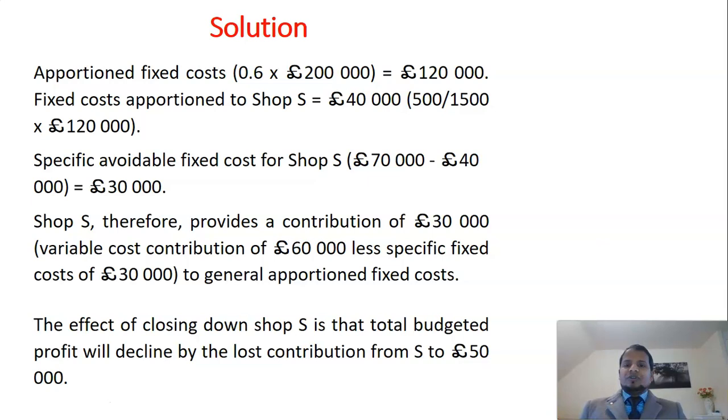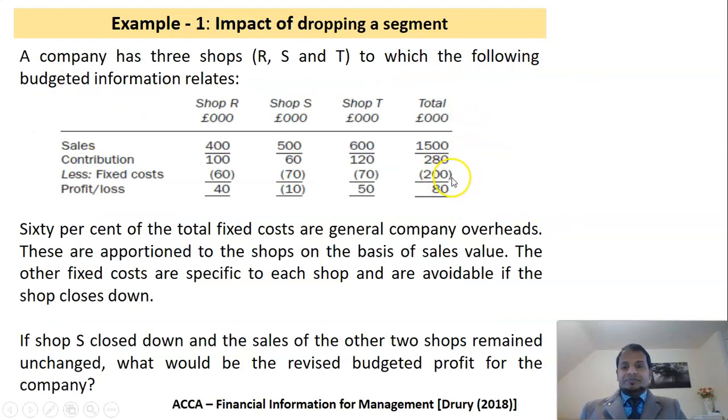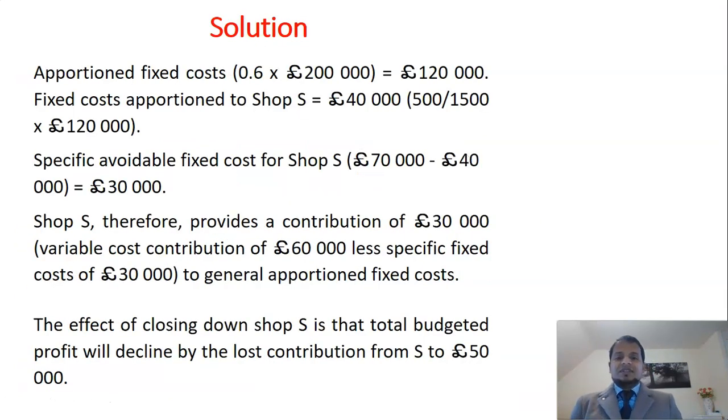So apportioned fixed cost is 60%. 60% of the total fixed cost is £200,000, and 60% of this £200,000 is general overhead. And these overheads are allocated or apportioned to the shops according to the sales value or sales revenue. So 60% is 120,000. And out of this 120,000, how much is for shop S?